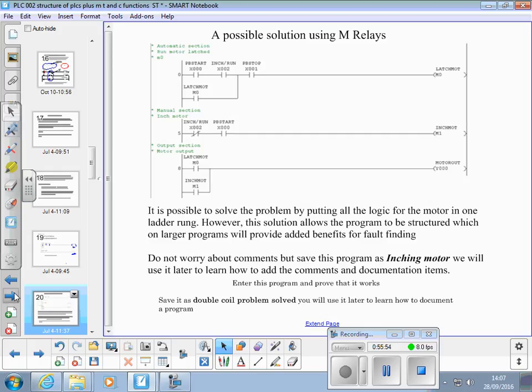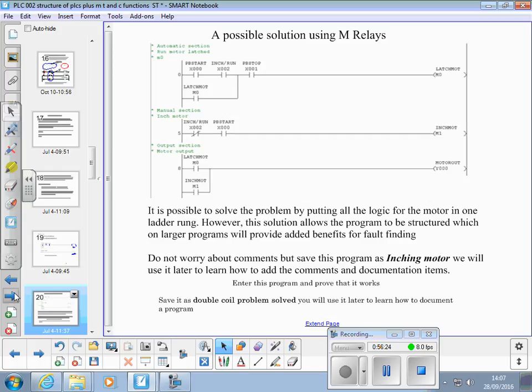Okay, now when you're having a go at that, don't worry about the fact that my version's got comments on it, but do save that as double coil problem solved in your area, because we're going to use that next week to go through how to document a program, put these comments in, name all these elements and get the documentation right. So when you get to that bit, please save it as instructed.